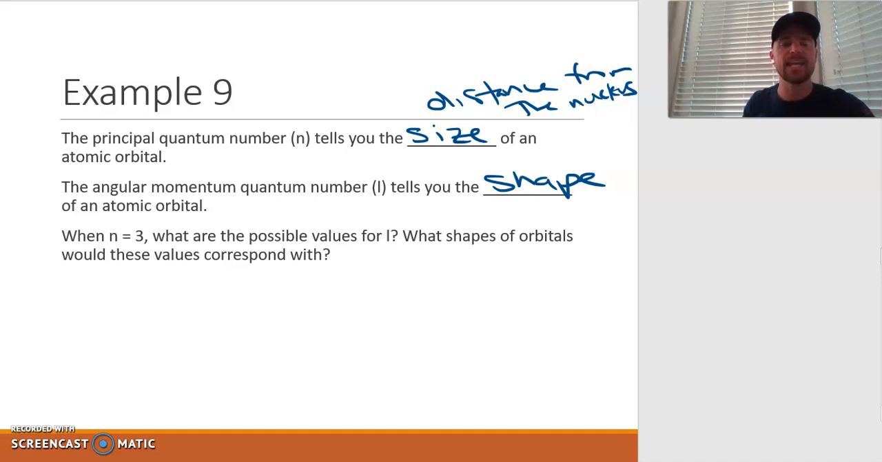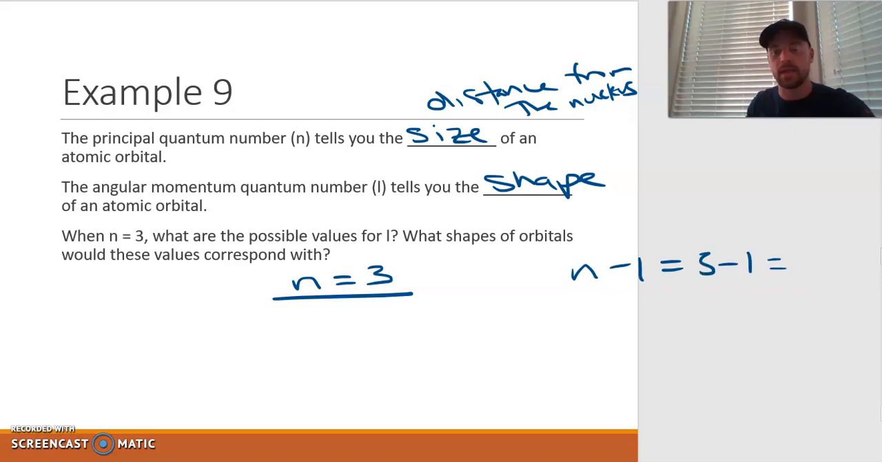And finally, when n equals 3, what are the possible values for L? What shapes of orbitals would this correspond to? So remember, when n equals 3, meaning we are looking at the third floor or third shell of the atom, what values of L are possible? Well, if we did n minus 1, we would end up getting 2. But remember, that tells us that's the maximum value for L.